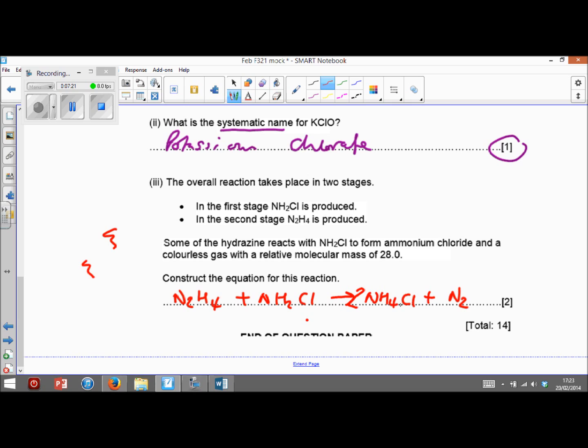So here 2 times 4 is 8. Here we've got 4, 5, 6. So again, here we've got 8 now. So let's check everything else still balances. 2, 4, 2, 4. Yeah, and that's it. You don't need to put state symbols in this case. So what we're looking for is a correct equation, balanced, and the identification of N2 being correct, 3 marks. And that's the end of the paper.